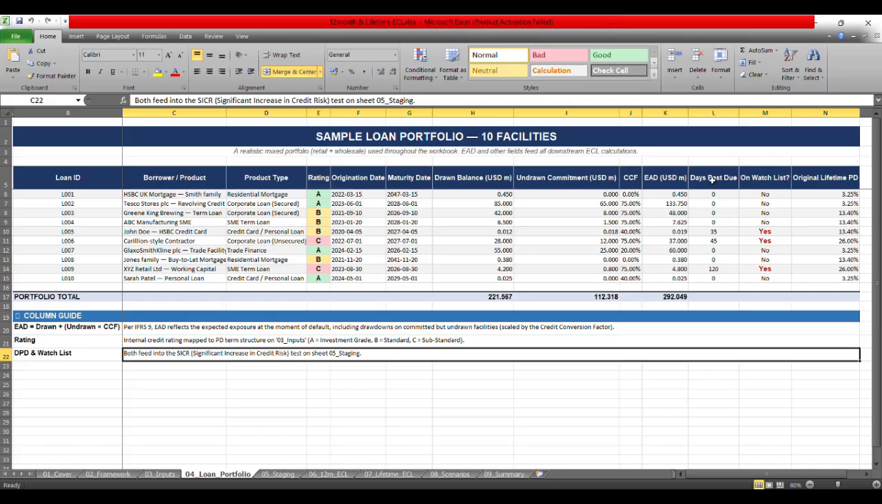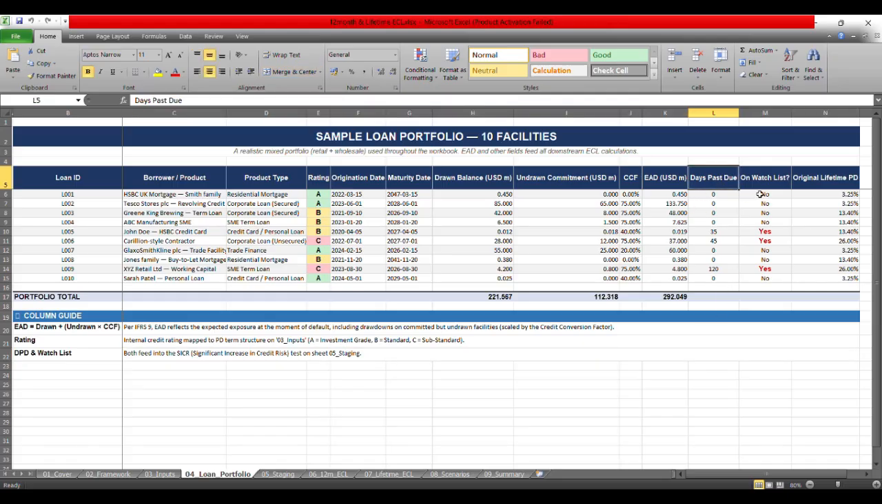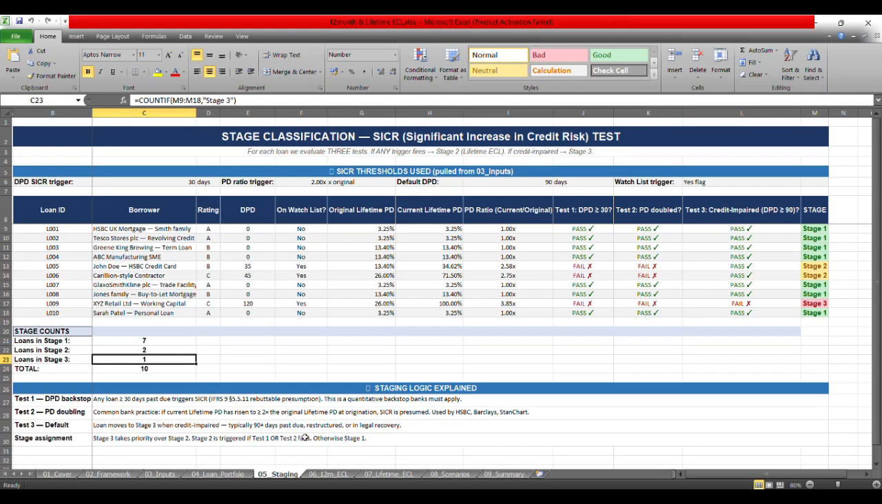Also, you should notice that on the right, I have tracked the days past due, the watch list, and the original lifetime PD as well. These three columns will feed directly into our next tab, the staging tab, where we will see the SICR term, significant increase in credit risk. For each loan, we'll evaluate the three tests, and if any test triggers, then this means stage 2, and if it is already credit impaired, then we'll go to stage 3. So let's understand quickly.